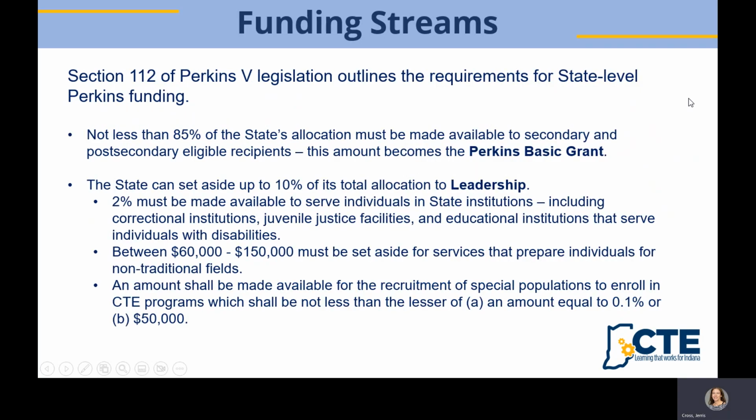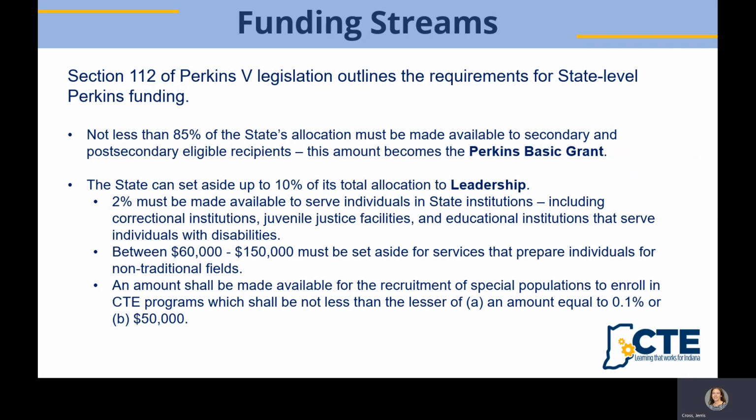Section 112 of Perkins 5 legislation outlines the requirements for state-level Perkins funding. Not less than 85% of the state's allocation must be made available to secondary and post-secondary eligible recipients. This amount becomes the Perkins Basic Grant. The state can set aside up to 10% of its total allocation to Perkins leadership.